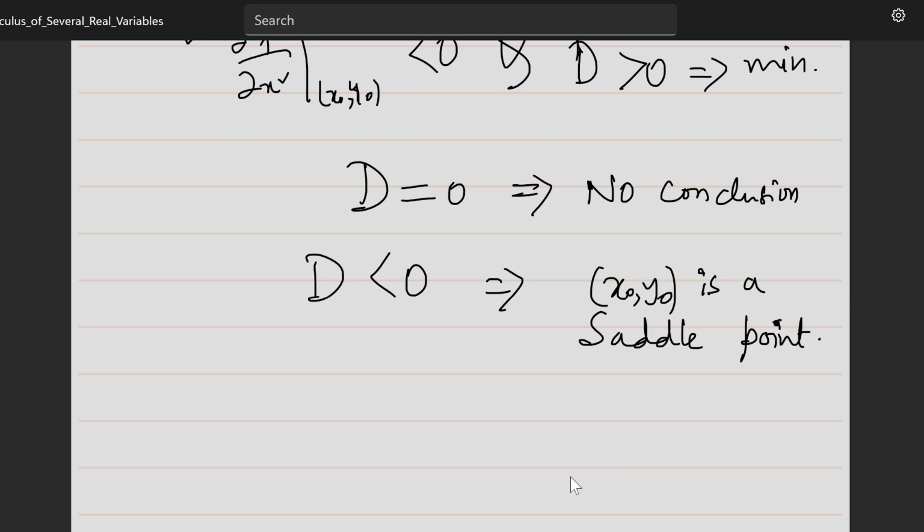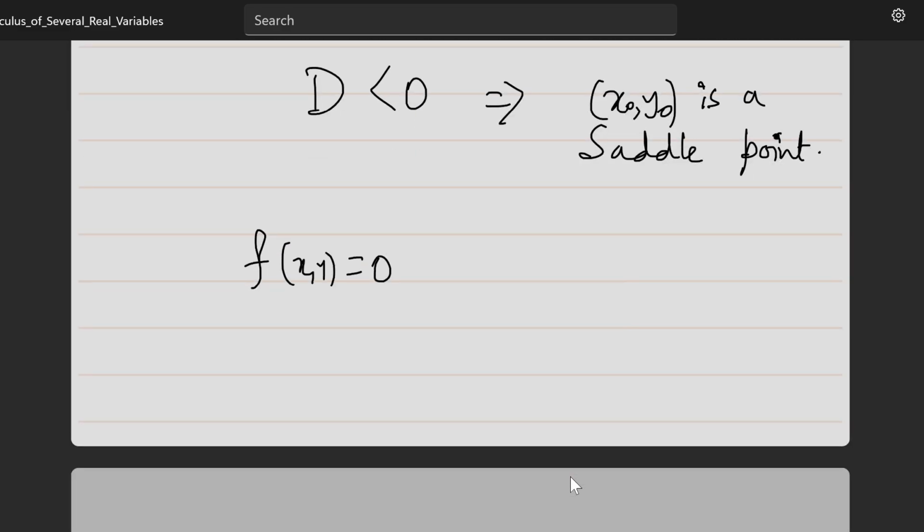So suppose in your question you are given a function f(x,y) and asked to find its maxima and minima. So what will you do? Tell me the process. First you will find fx equal to 0 and fy equal to 0, the critical points. Then you will check the Jacobian D. Then you will check what the sign of D is.